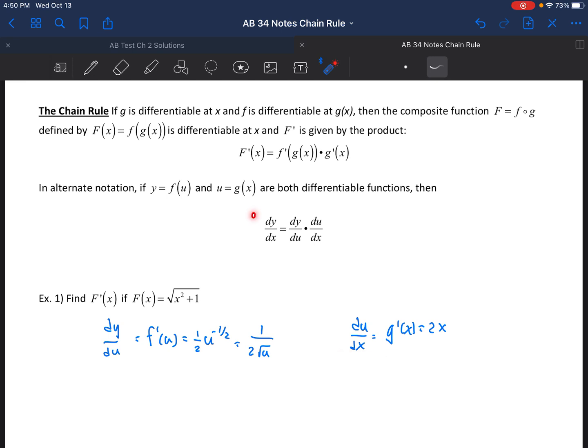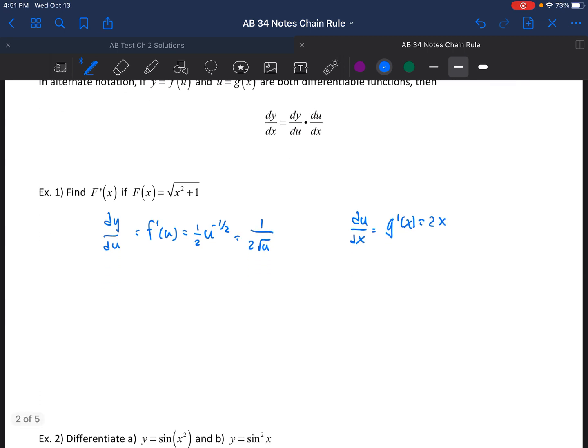So the derivative of our full function, big F of x, is going to be the product of dy du, that, multiplied by du dx. What happens there is, well, dy du, dy divided by du times du, it works like our normal arithmetic. We would end up with dy dx.